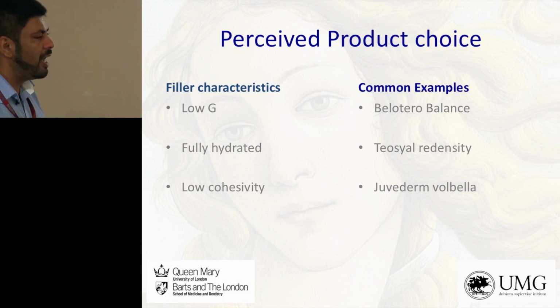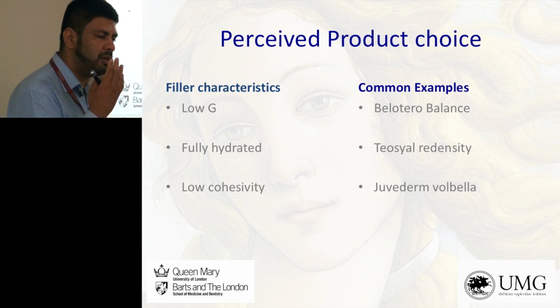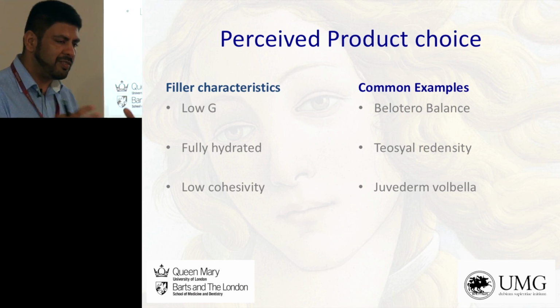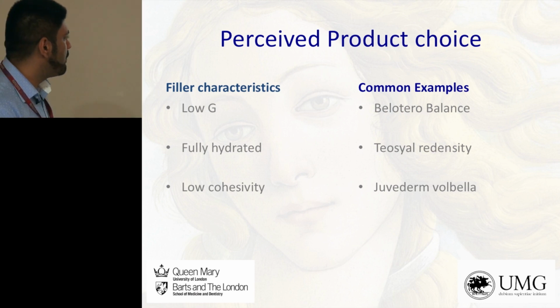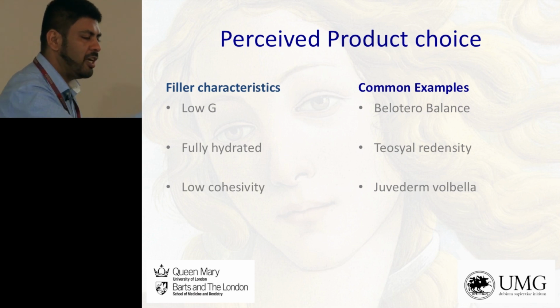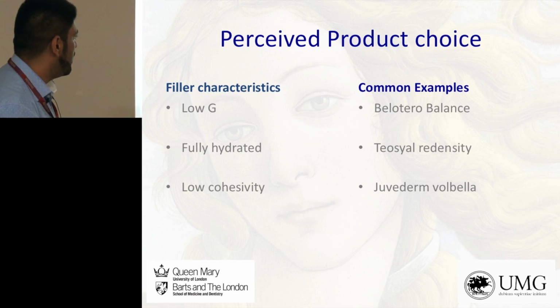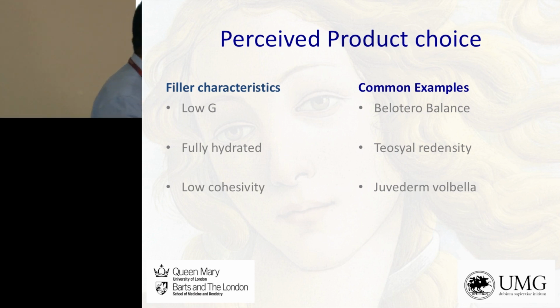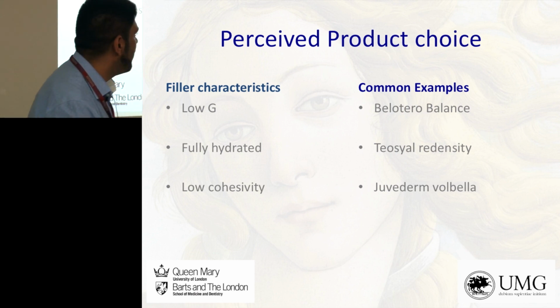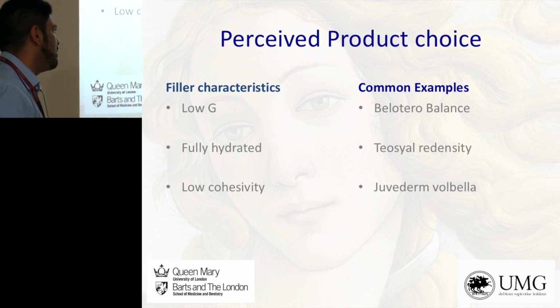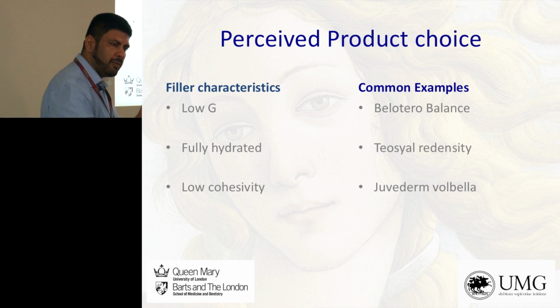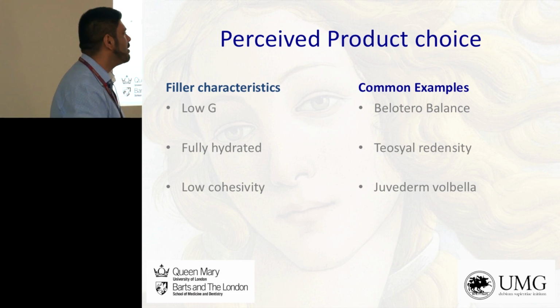Something that's already fully hydrated, because if you put it in there, you want to know that it's not going to get more water attaching to it from its hydrophilic nature, and the correction changing over the few days that follow the correction. Something with low cohesivity. So these special products that Ali was talking about, Belotero Balance, Teosyal Redensity, Juvederm Volbella, everyone sort of talks to you from a company perspective and they say, yeah, these are the ones to go for.